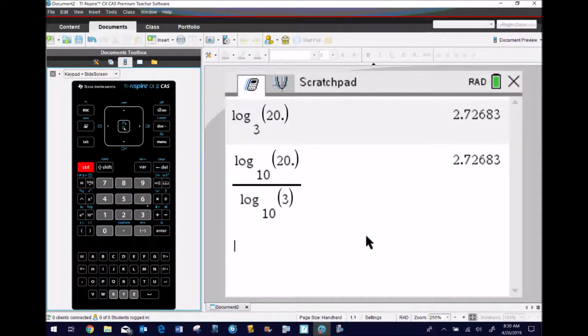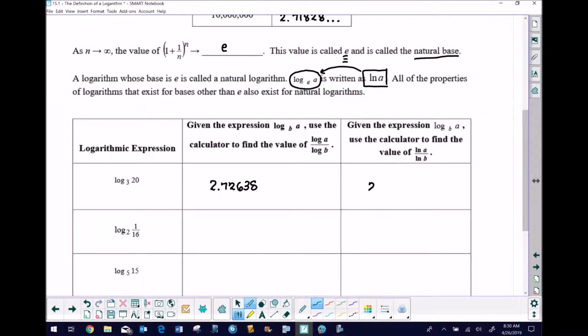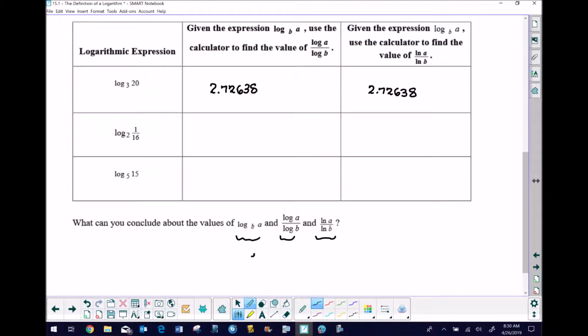But this particular document will also say that you can do that same division if you use natural logarithms. So if you don't want to hit your log button on the calculator, you could hit the ln button as well, and you would find that you would get the same exact result. It's the change of base formula. And I'm going to spare you the agony of showing you how that would work for these other two examples, but indeed it would. And it asks, what can you conclude about the values of the log base b of a, and both of these ratios? And the fact is all three of these are equivalent.